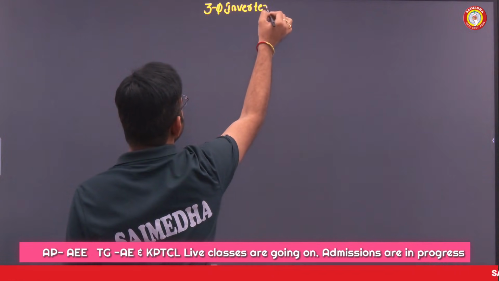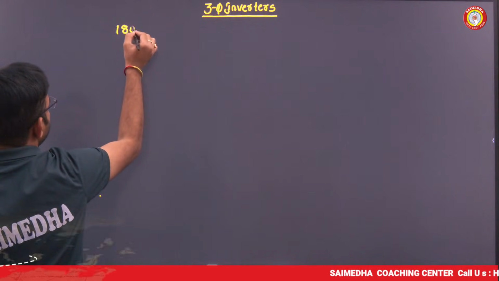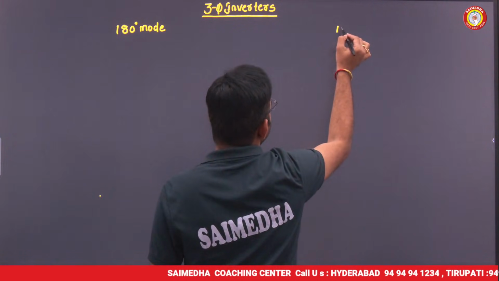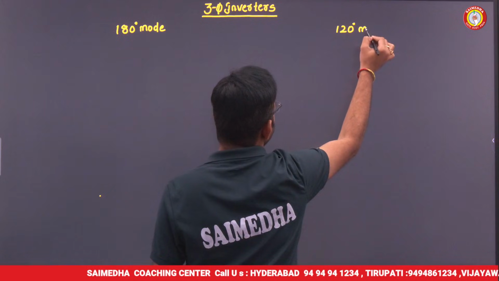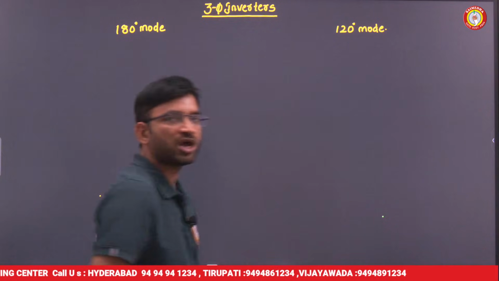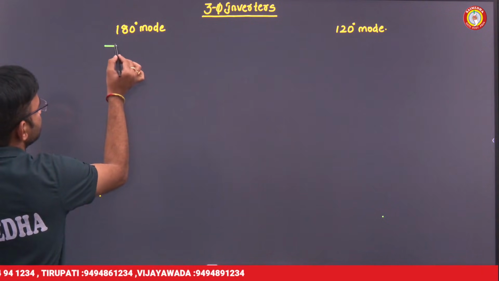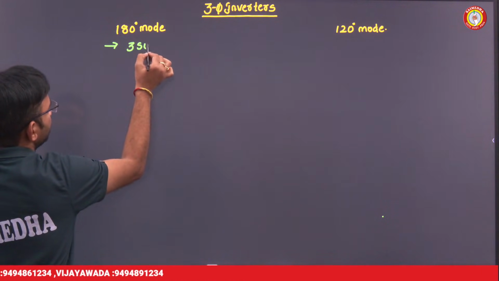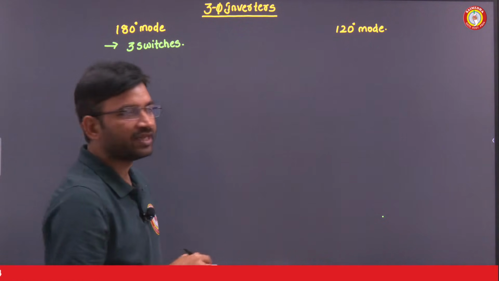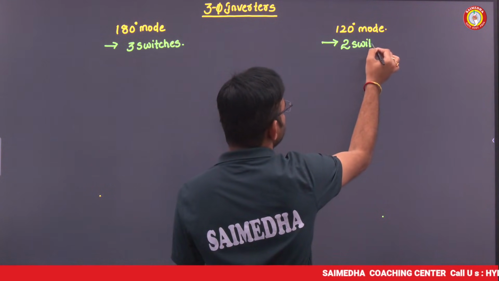In three-phase inverters, we operate in two modes. One is the 180 degree mode of operation, and another is the 120 degree mode of operation. The first question they are going to ask is, in 180 degree mode of operation, how many switches work at a time? In 180 degree mode, 3 switches work at a time. When it comes to 120 degree mode of operation, 2 switches work at a time.